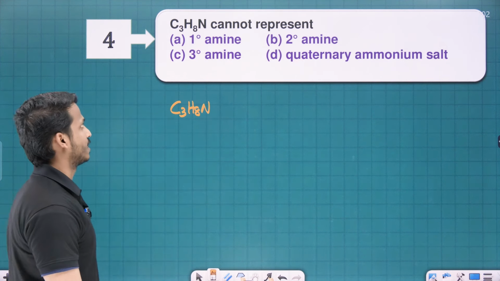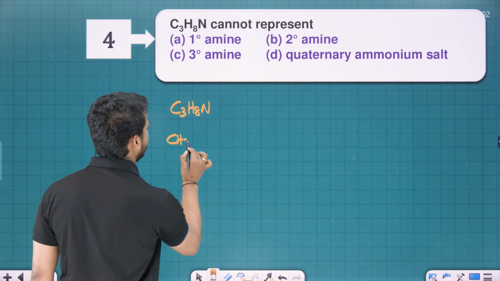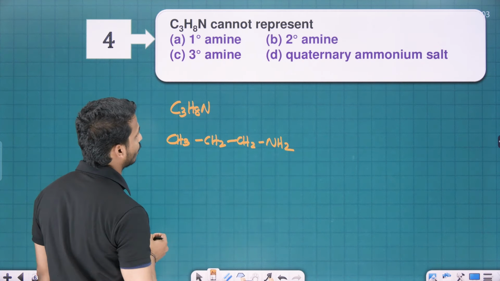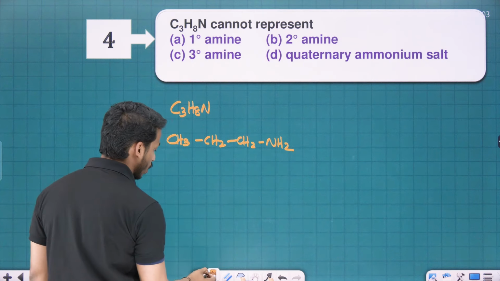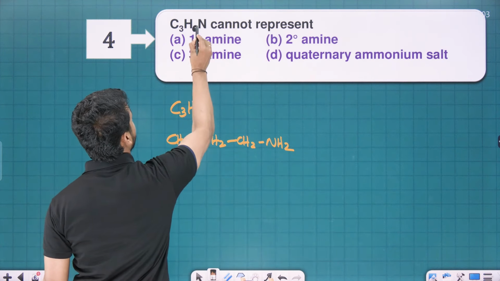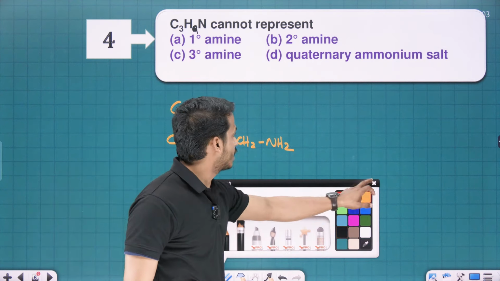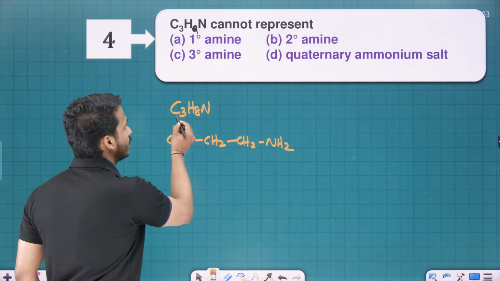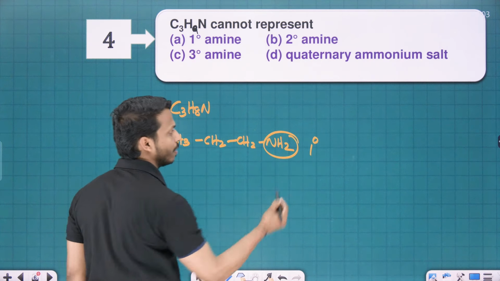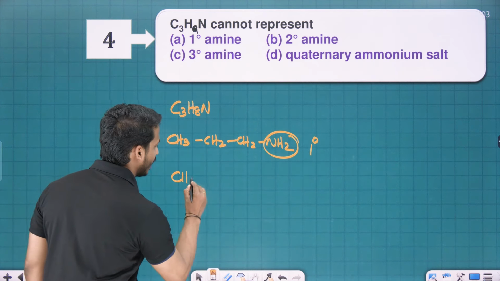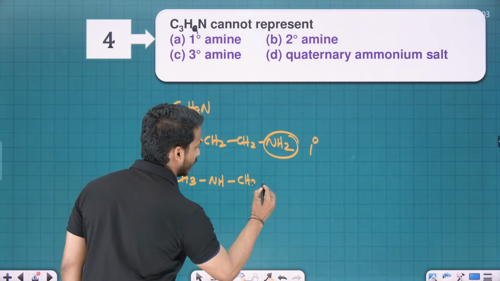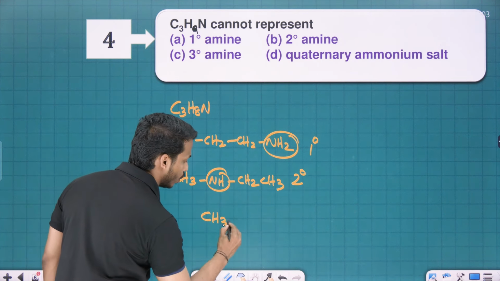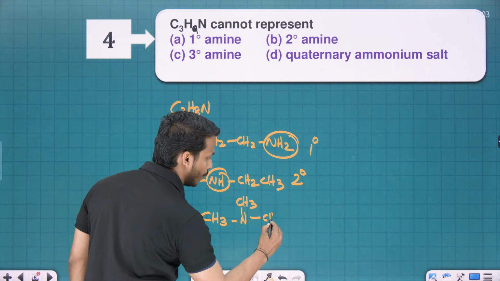C3H8N cannot represent... let me write the formula CH3CH2CH2NH2. Just to check the formula: 3 carbons, and the formula is C3H9N. So this is one possible compound. This has 3 carbons and 1 amine. It is a primary amine because it contains NH2. I can write a secondary amine also, N-methyl ethanamine, CH3NHCH2CH3. It's possible. Even tertiary is also possible.